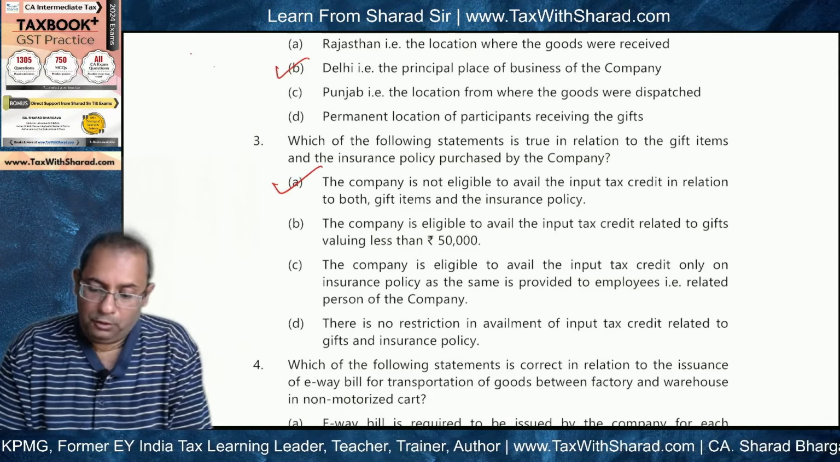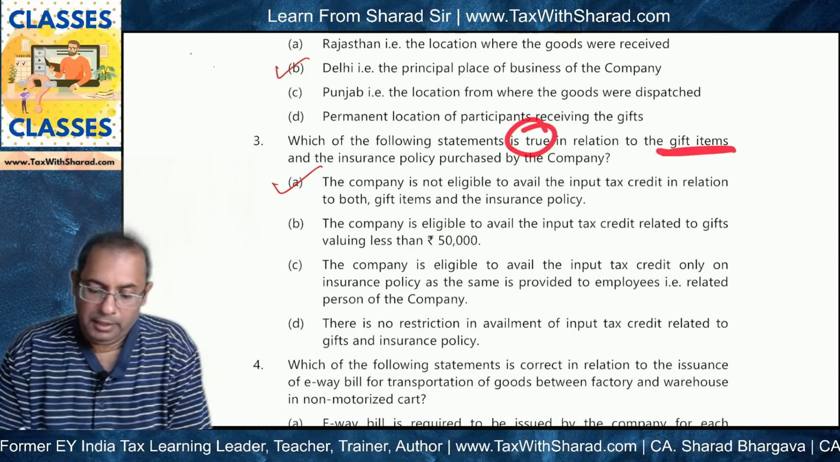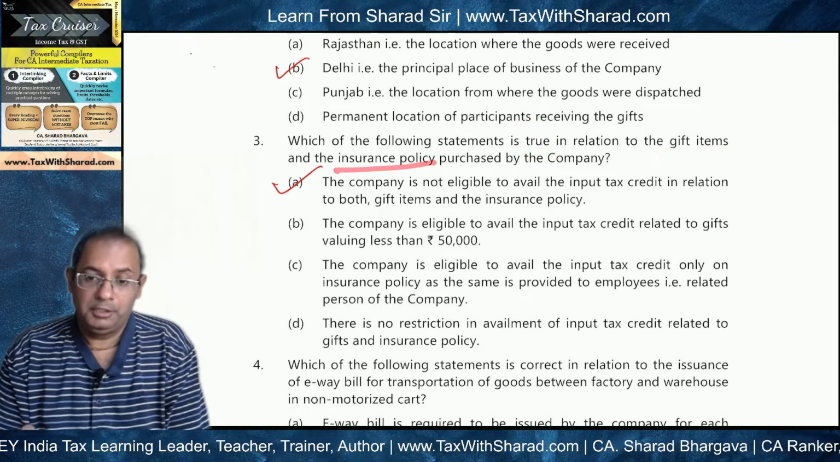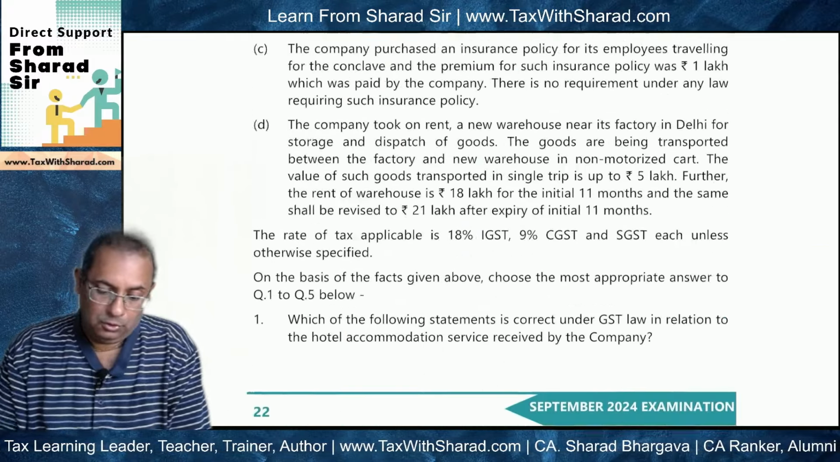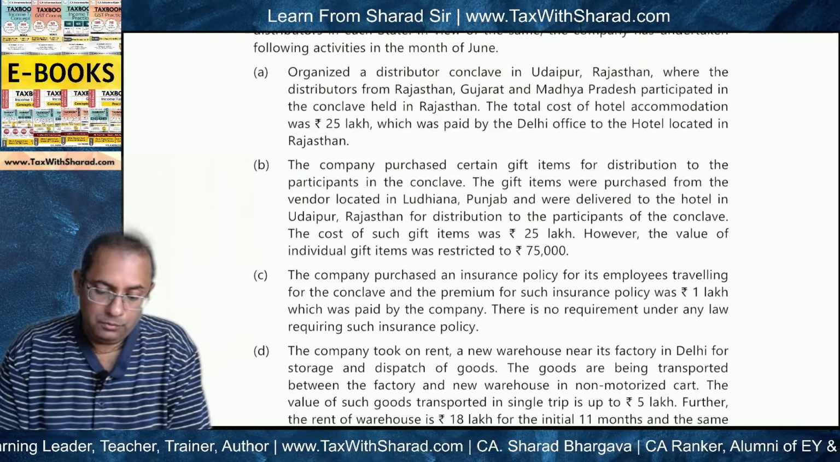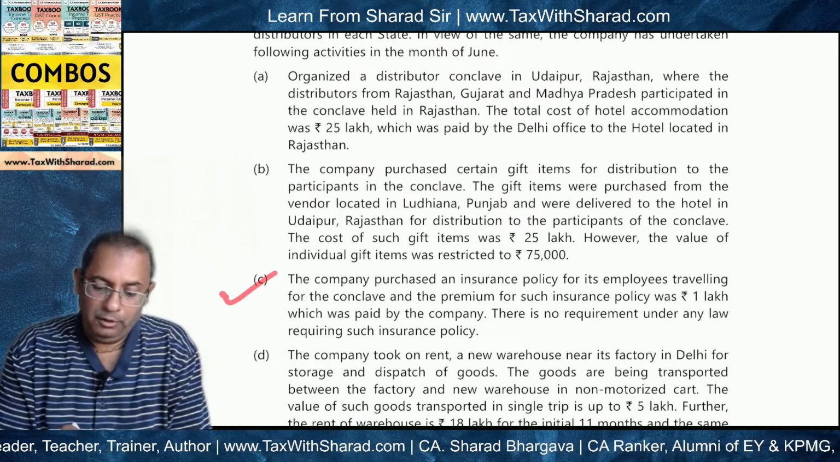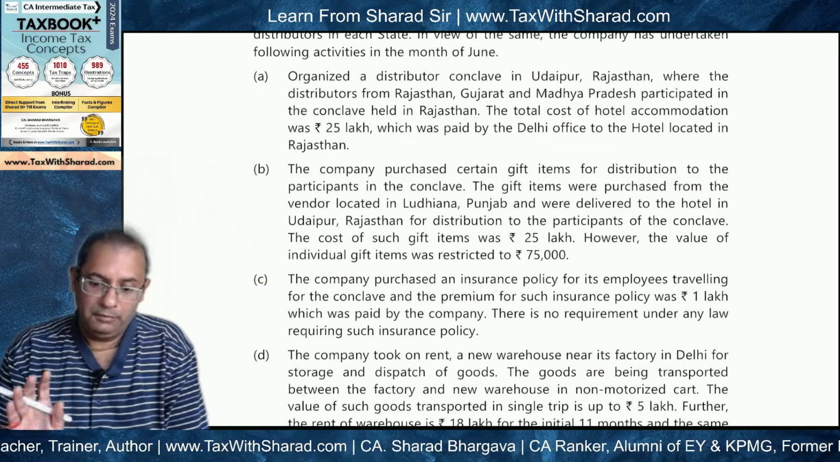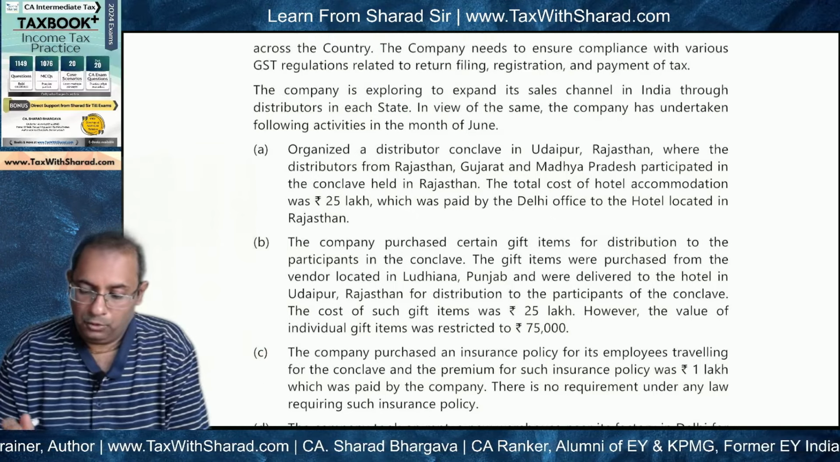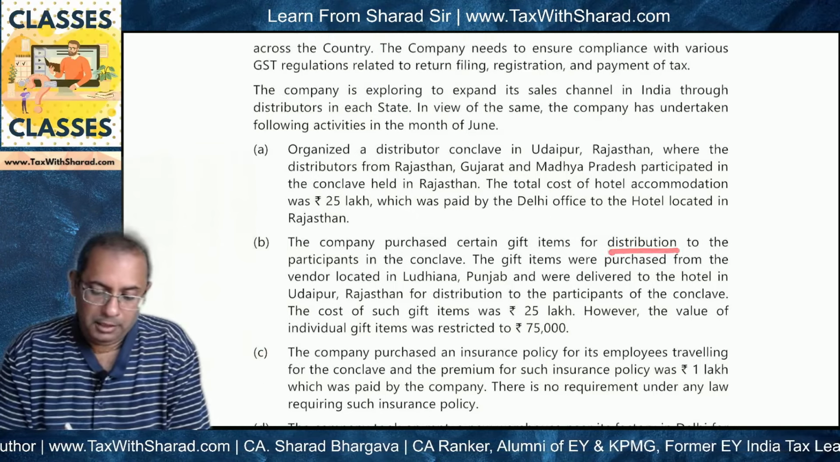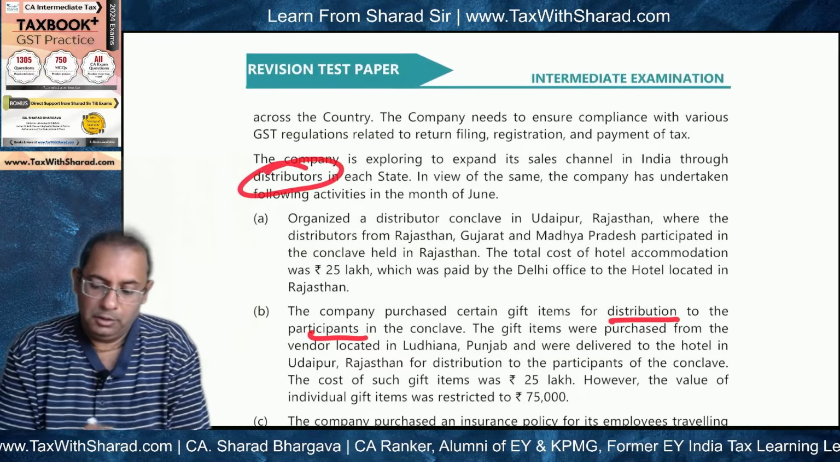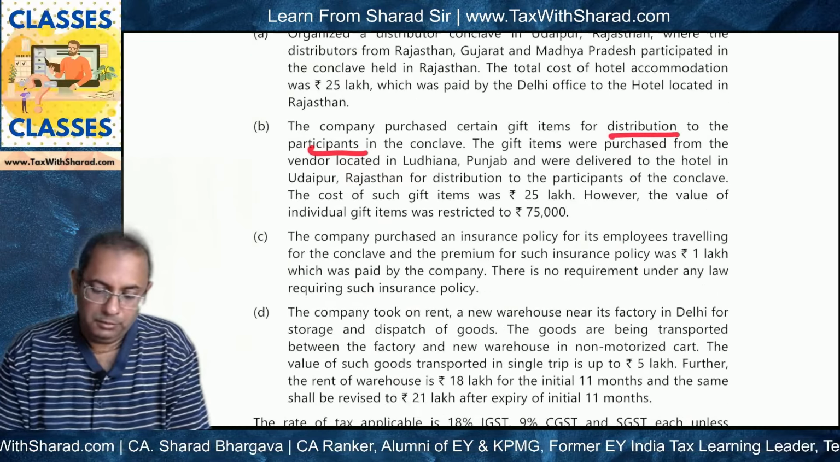Next question, which of the following statements is true in relation to the gift items and the insurance policy purchased by the company? So here we also need to look at point number C. So point number B, we have looked at, it was relating to gifts, and gifts have been procured for whom? For distribution to the participants. Who are the participants? The distributors. Okay, distributors.